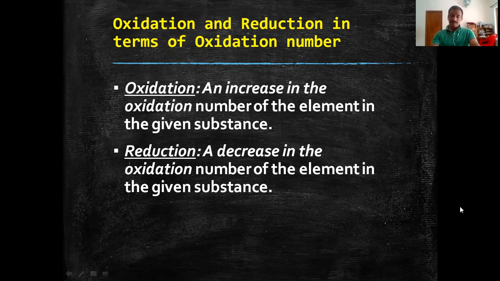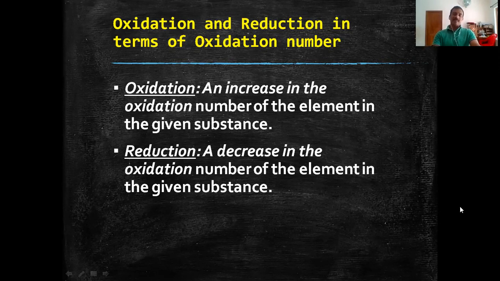So oxidation is an increase in the oxidation number of the element in the given substance, even though it is in the free state, elemental state, or if it is in a compound, you have to check the oxidation state or oxidation number. And if it is increasing as we move from reactant to product side, that substance or that element is oxidized.